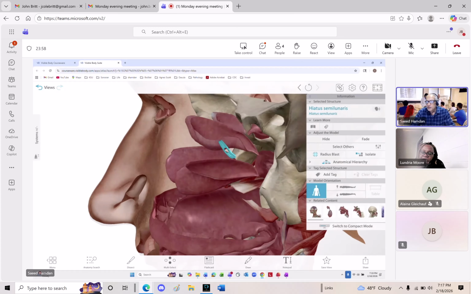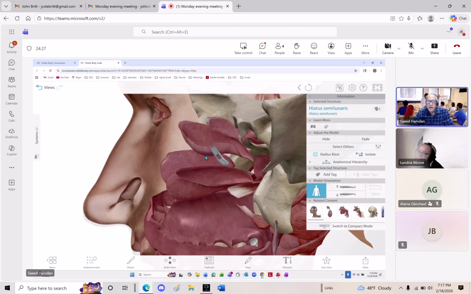That's after on the list? Superior. Huh? That's on the list? Yeah, but they have it listed as the semilunar hiatus. Number 3, 1, 2, 3, number 3 in the list. But that's basically what this is. Okay. You might be able to see it in Visible Body in the Anatomage.